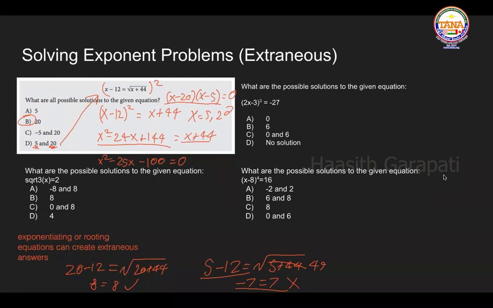Yeah, actually, the square root of 49 can be plus or minus 7, right? The square root of 49. Yeah, it can. The square root of 49 can be plus or minus 7.